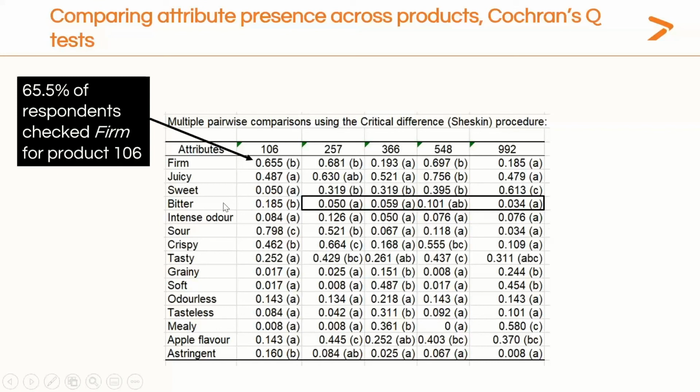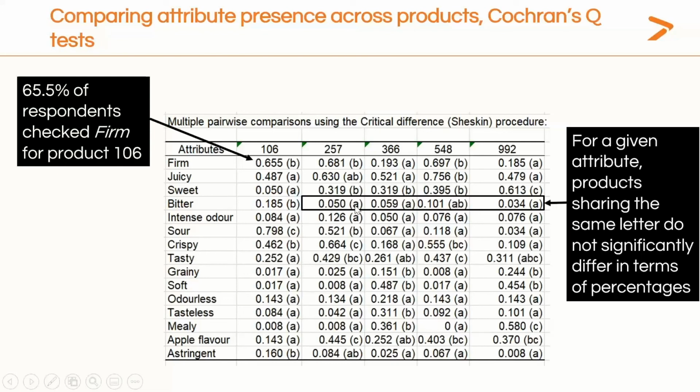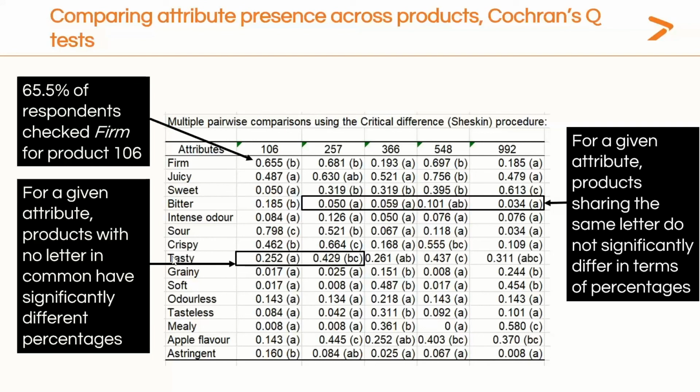What do these letters refer to? For instance, here for the bitter attribute, you see that all of these products share letter A in common. This means that the percentages linked to these products are not significantly different. There's a statistical test behind, named Cochran's Q test. While two products not sharing any letter in common are significantly different. This is the case of these two products for the tasty attribute. This means that 257 has a significantly higher tasty attribute than product number 106. They don't have any letter in common. Here we have A, here we have BC.